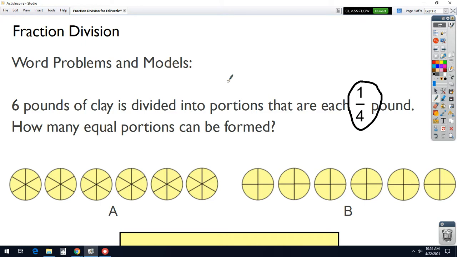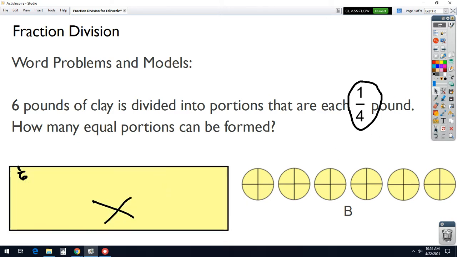Which shows 6 wholes divided into fourths? Well, A shows that each one of these pieces is a sixth, so it's not going to be A. B is the one that we're going to focus in on because there's 6 wholes, and you can see they're broken into fourths. So you could count all those fourths, but it's going to take us a while.